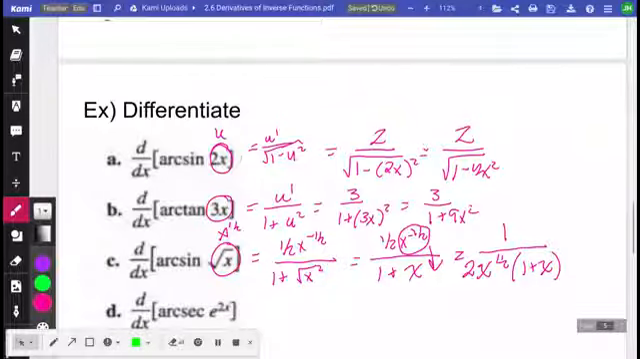You can leave it like that, or you can distribute the 1/2 through. Okay, that would be an okay thing to do too. Oh, I left off the square root. Whoopsie. So you have this.